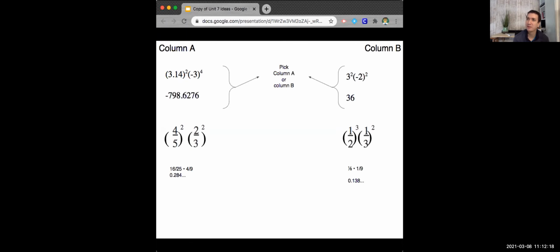I don't know why that second problem on column A changed. That was kind of weird.